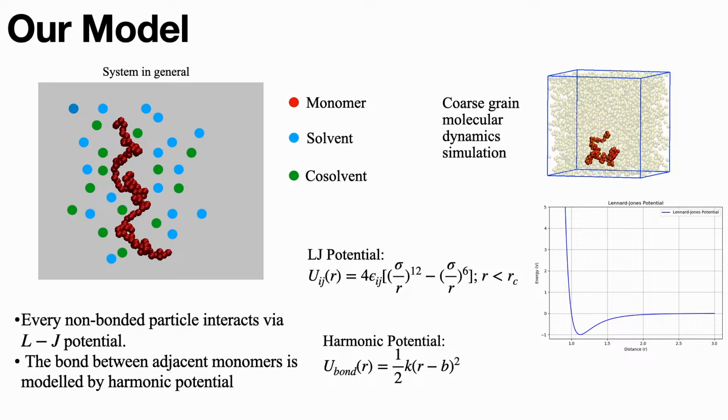Monomers are connected to each other by a harmonic bond, and other particles interact by the van der Waals interaction given by this LJ potential. So this cutoff r_c will tell us whether the interaction is attractive or repulsive. If we take r_c to be 1.12, in general we call it a WCA interaction, that is Weeks-Chandler-Andersen interaction, which is just a repulsive kind of interaction. If we take 2.5 or 3, we see an attractive interaction between the particles.